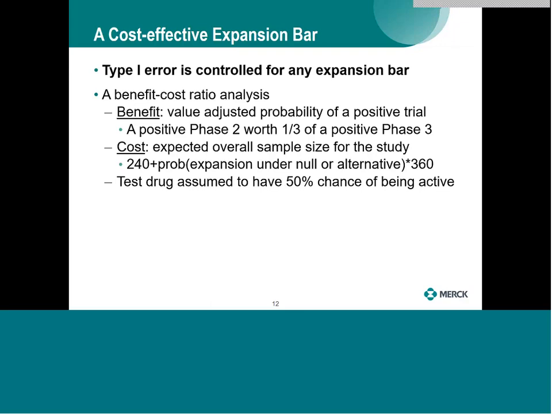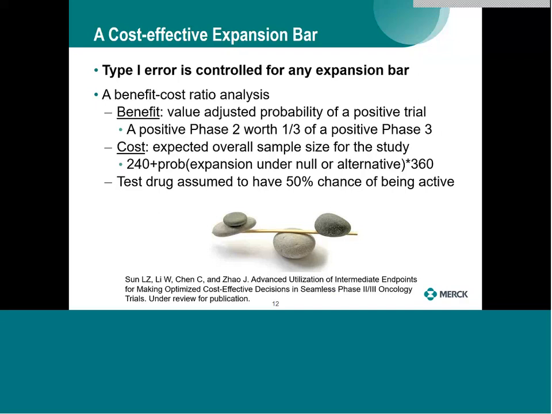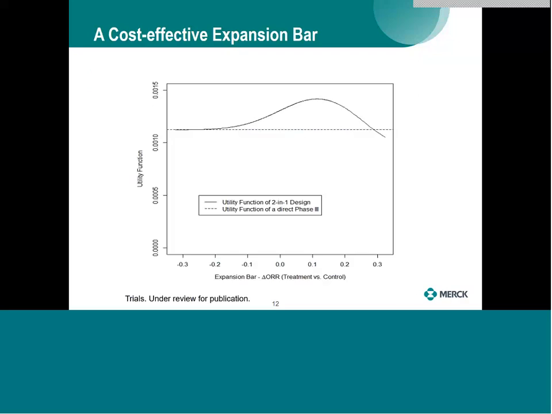So basically the drug has equal chance to be null or alternative in terms of treatment effect. And the bar of expansion is optimized by maximizing the benefit over cost. And the work is being reviewed for publication. So this shows you the benefit cost ratio, how it changes with the expansion bar. The expansion bar is just a numerical difference between the treatment arm and the control arm in terms of the ORR. And the negative value means that you go even if the experimental arm is doing worse than the control arm.